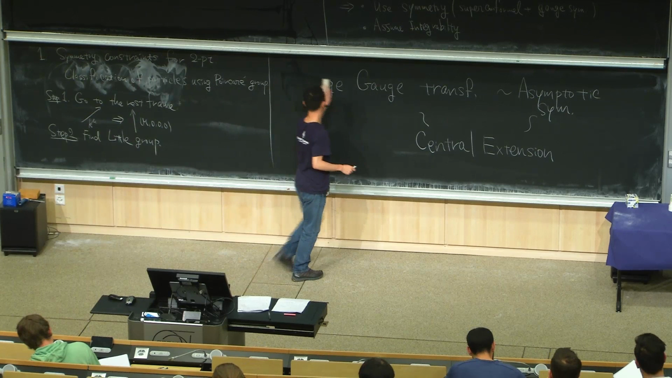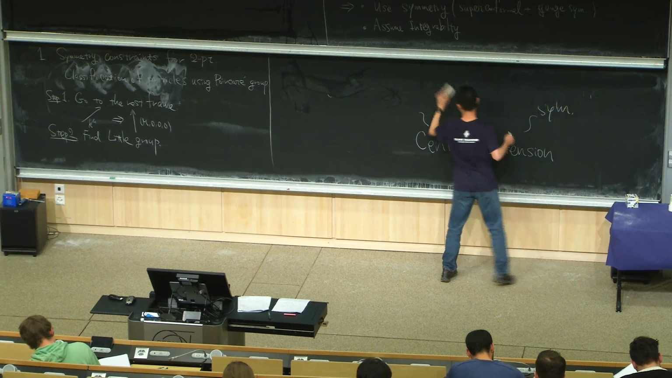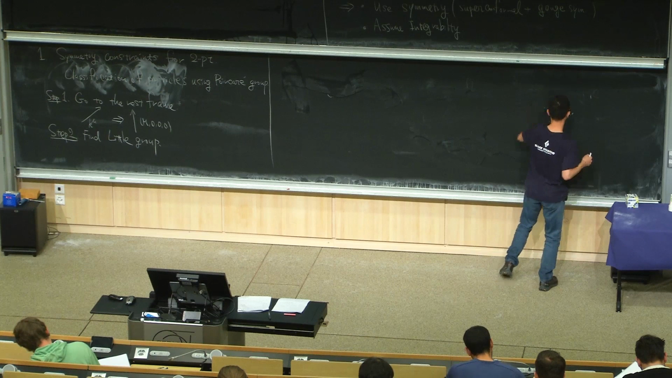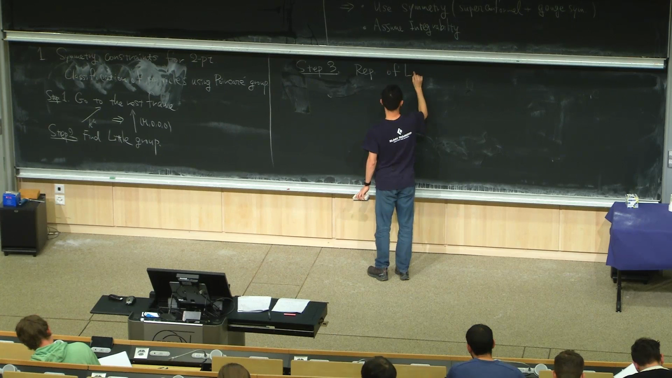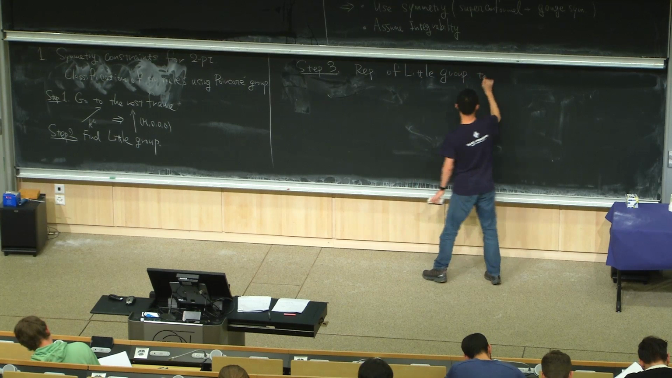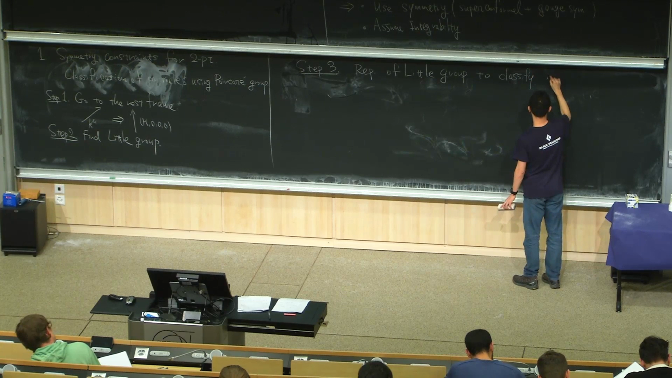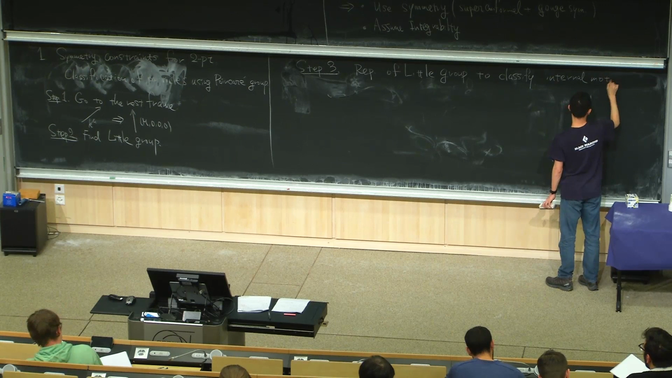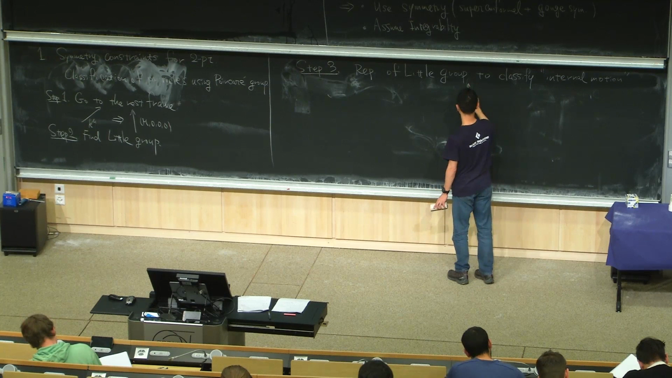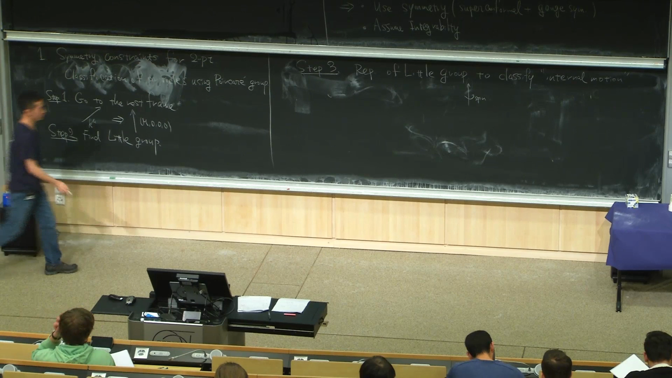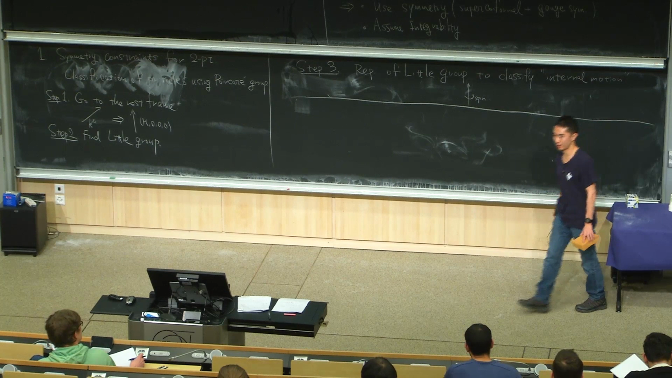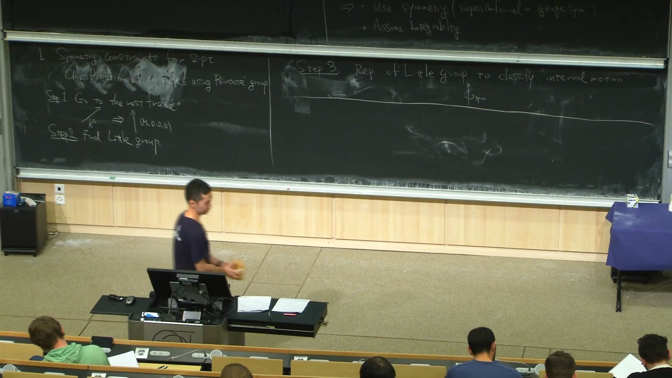And step three is to use the representation theory of the little group to classify or constrain, I would say, internal motion, with quotation marks, by which I mean spin or helicity. Okay, it's actually hard to see. What I'm going to do next is to apply these ideas to N=4 super Yang-Mills theory, and in particular, the two-point function of N=4 super Yang-Mills theory. So let me do that.